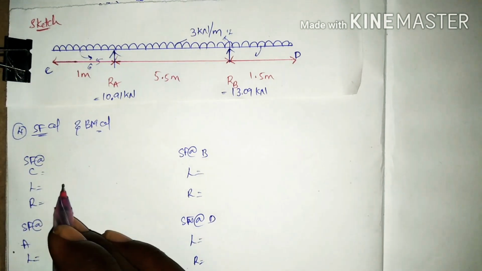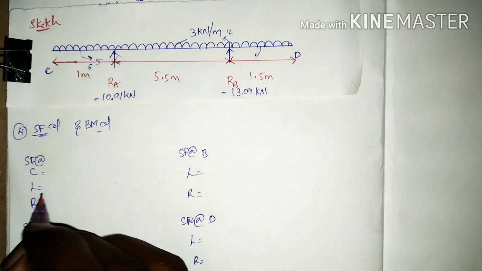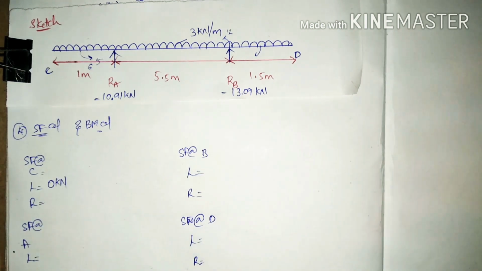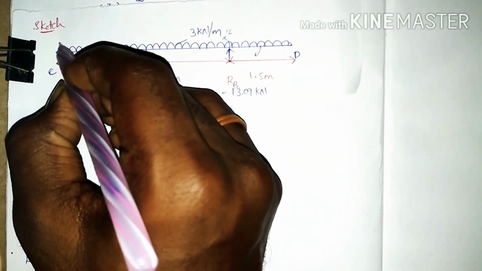For the left of C, when I stand to the left of C, I find no reactions or loads on this beam, so I consider it as 0 kilonewtons.